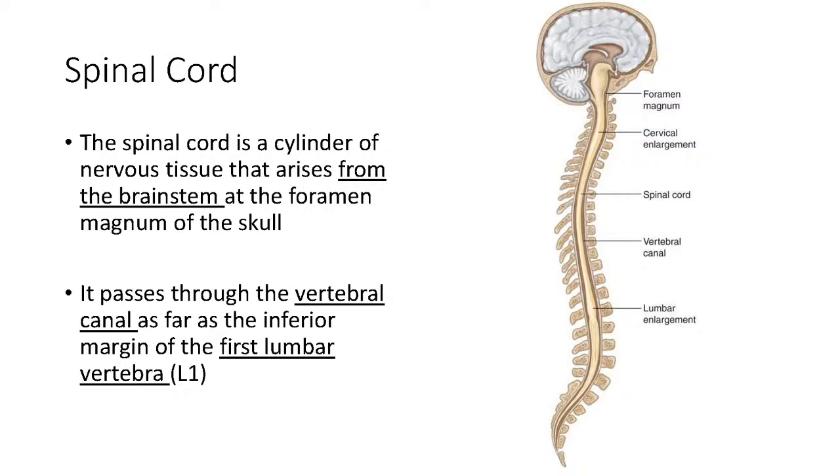Alright, so this is the second lecture in the nervous system unit overall. Today we're going to cover the central nervous system, the brain, and spinal cord. We're also going to cover the cranial nerves at the end.